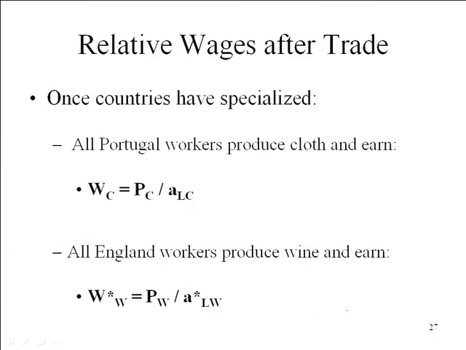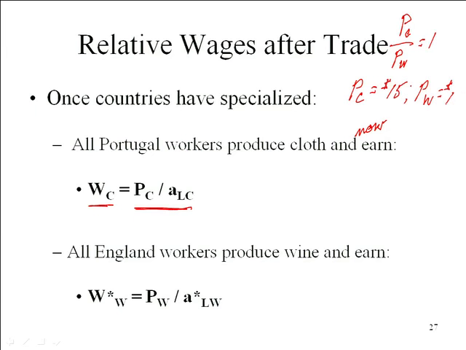So now we're specializing, right? So all Portuguese workers are only producing cloth. This is how we determine their wage. So we said that the relative price of cloth went to 1. So let's just assume that the price of cloth equals $15 and the price of wine equals $15. So this now means that we've got $15 divided by our unit labor requirement of 1. So all Portuguese workers are now making $15 an hour. So notice that Portuguese workers are making more money with international trade than they were in autarky.